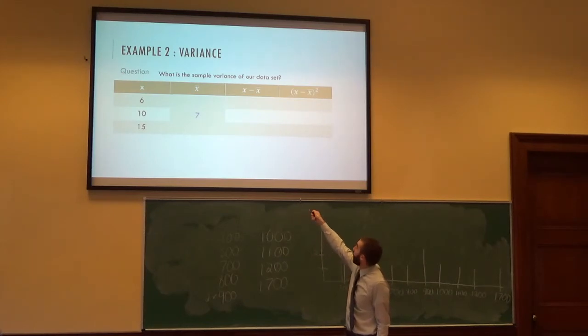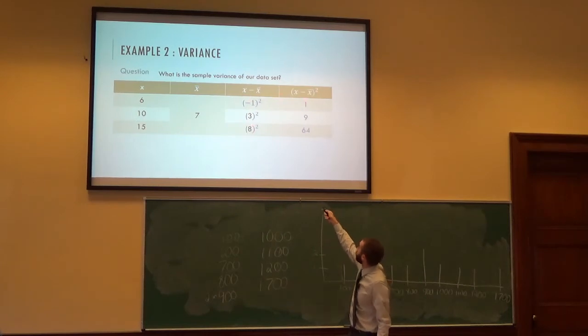All right. And now what we do is we take the difference between each value and the mean. There we go. The difference here is -1. The difference here is 3. The difference here is 8. All right. Then we square it. The square of -1 is 1. The square of 3 is 9. The square of 8 is 64.